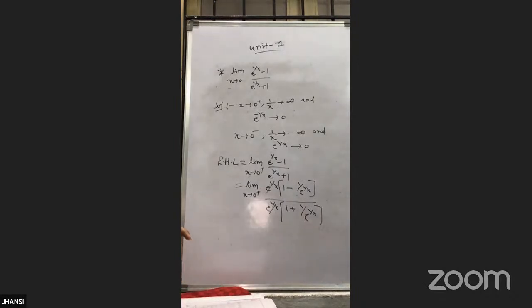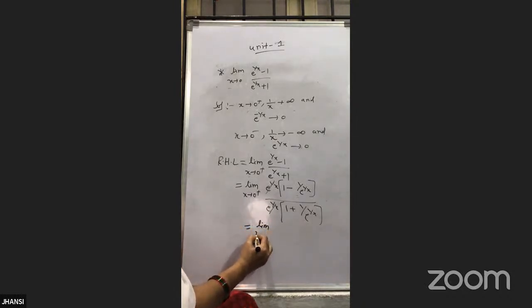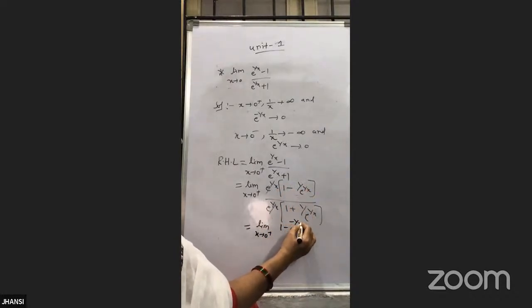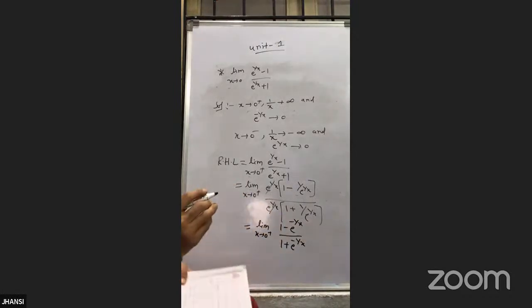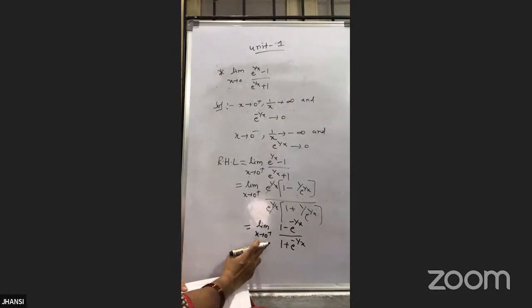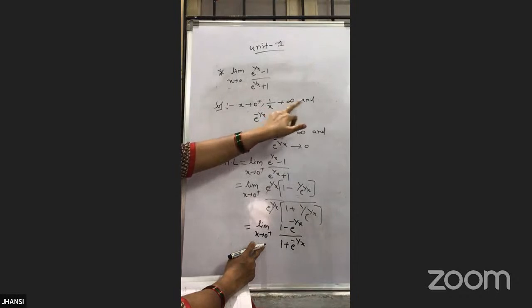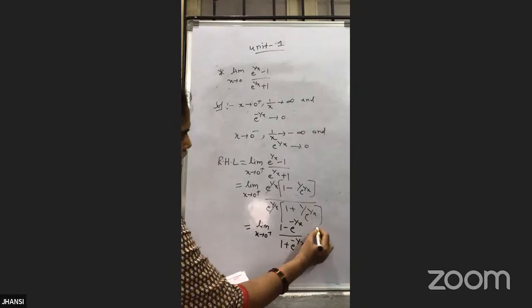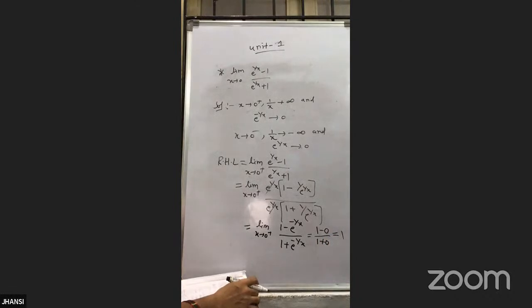So that is limit x tends to 0 plus 1 minus e to the power of minus 1 by x, if you take it in the numerator, by 1 plus e to the power of minus 1 by x. Okay. So now you apply the limit here. Whenever it is 0 plus, 1 by x tends to infinity and e to the power of minus 1 by x is 0. So here it is 1 minus 0 by 1 plus 0. So you'll get the value as 1. Okay. So this is about RHL.